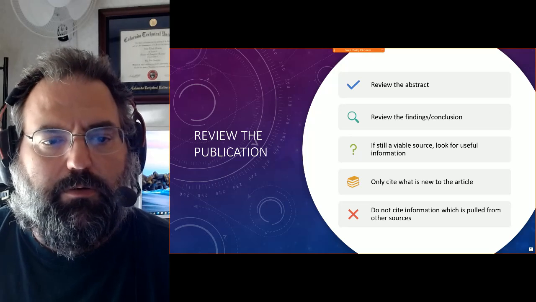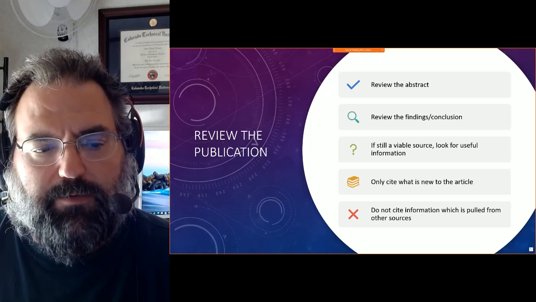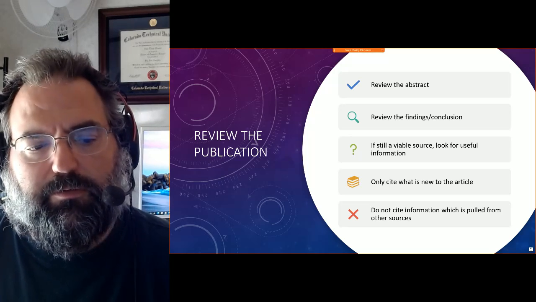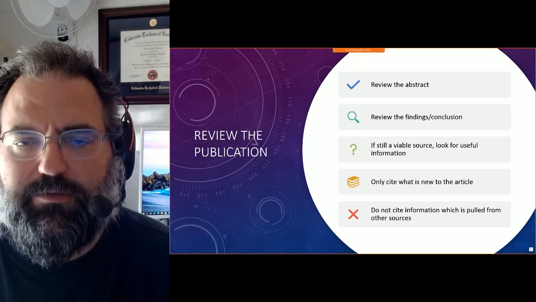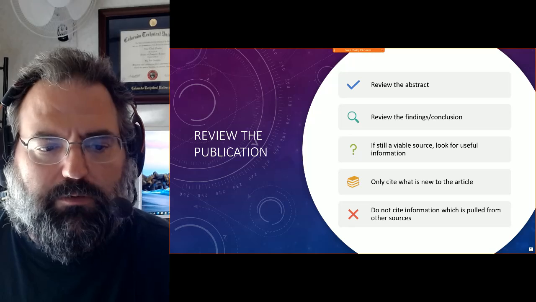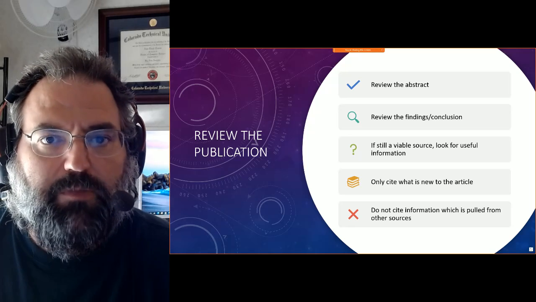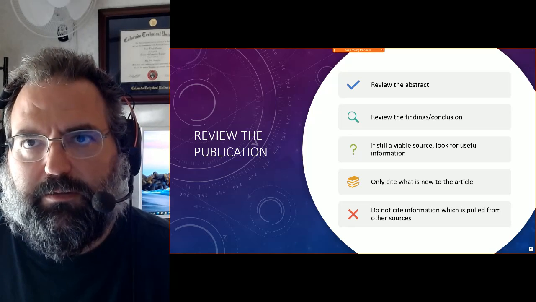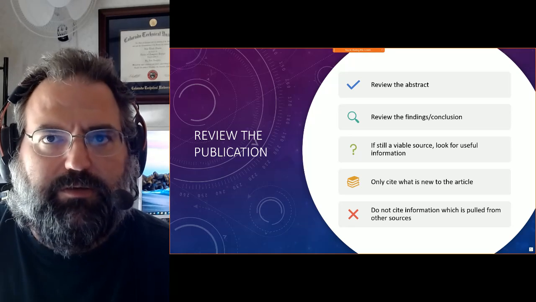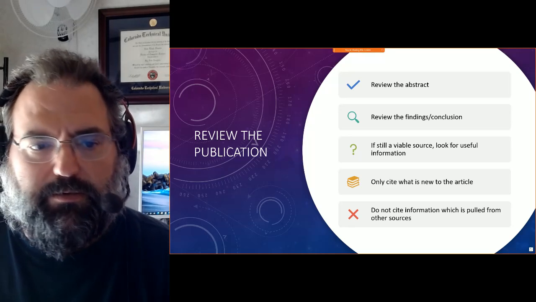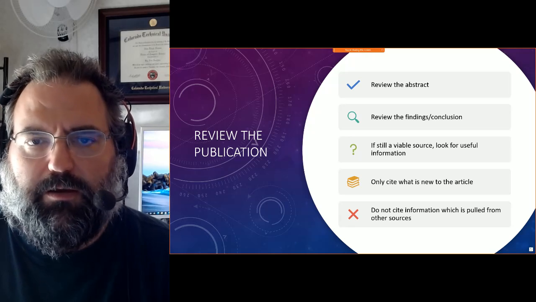Also, you go through and take a look at the abstract, the findings, conclusions. Is it a viable source? Only cite it if it's new. Only cite what is new in the article. This is important and something that is often misunderstood. Don't cite something that they're citing somebody else for. That's called double citation or indirect citation or secondary citation. It's not a good thing.